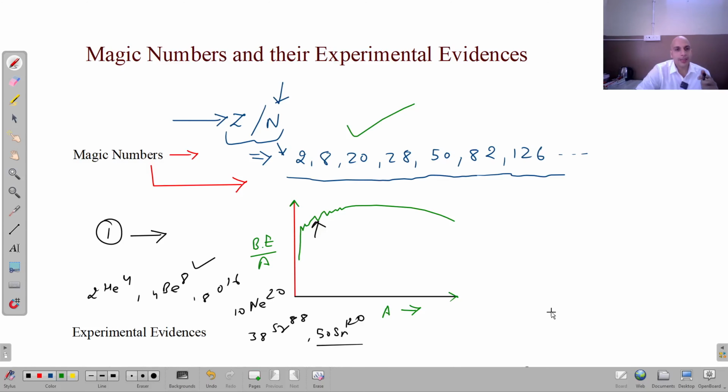So this existence of the magic numbers and magic nuclei lays down the foundation of the shell model of the atomic nucleus, because this feature is not explained by the liquid drop model, as I told you. So in the coming lecture, I will discuss the nuclear shell model, right?